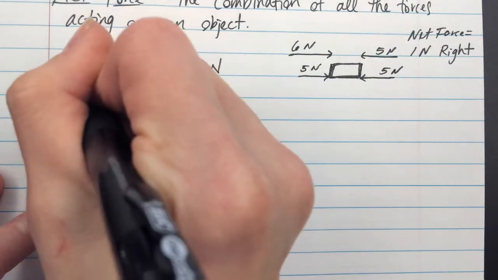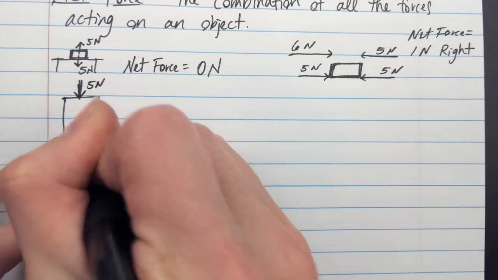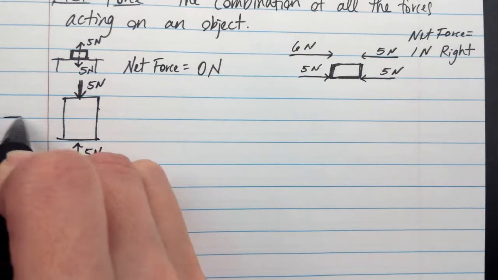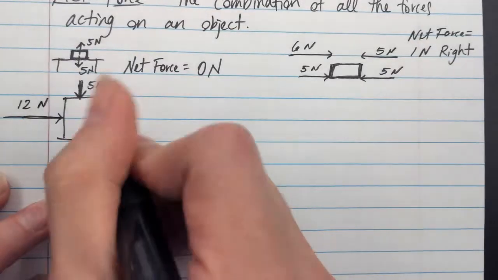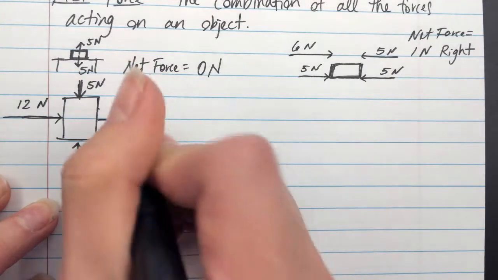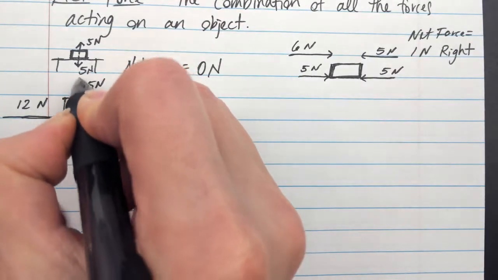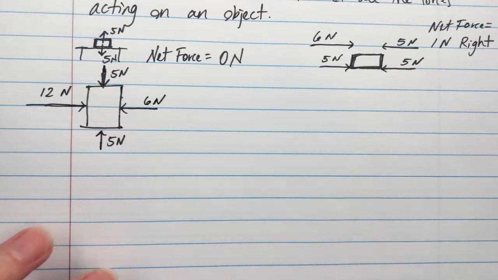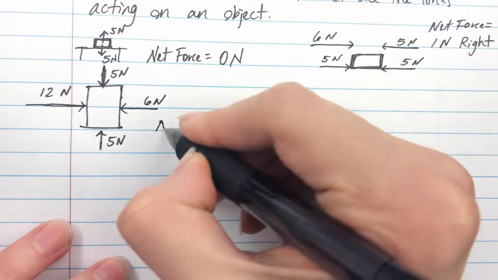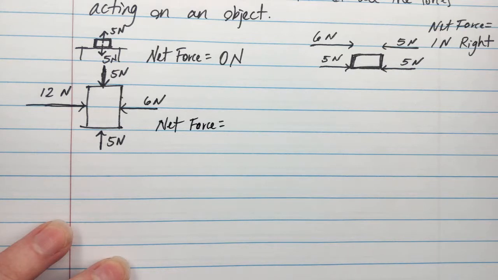Now, what about this one? 5 newtons. 5 newtons. 12 newtons, and I probably drew that too big. 6 newtons. What is the net force on the object? Magnitude and direction.